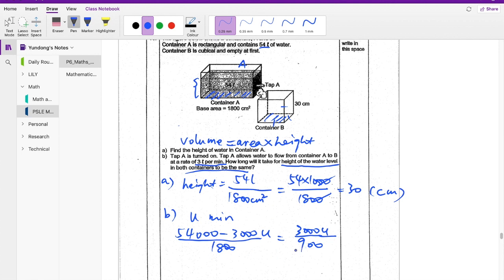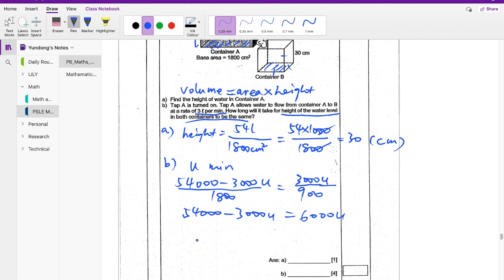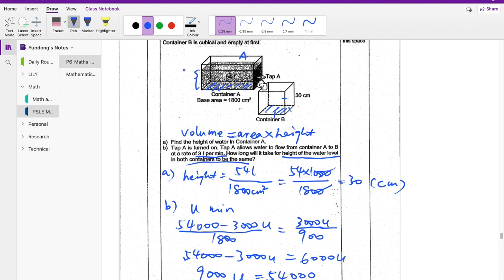For this, we multiply both sides by 1,800. Remove this, and this one times 2. So 3,000U equals 6,000U, right? Moving to this side, we have 9,000U equals 54,000. So U equals 6. This is 6 minutes. After 6 minutes, this one will keep on dropping and this one keeps on growing, right? After 6 minutes, then we calculate.